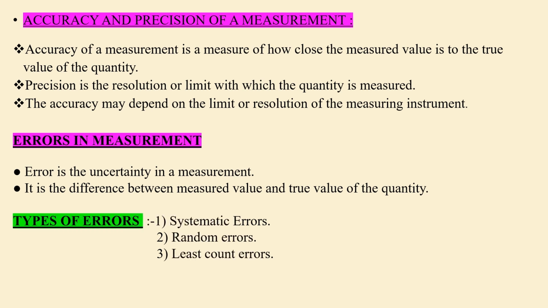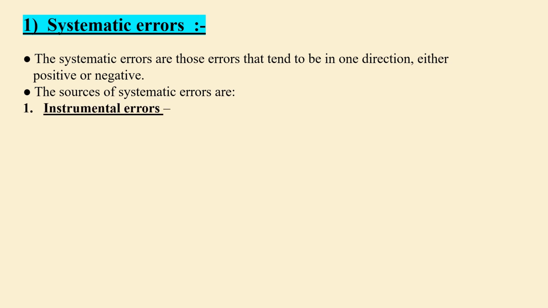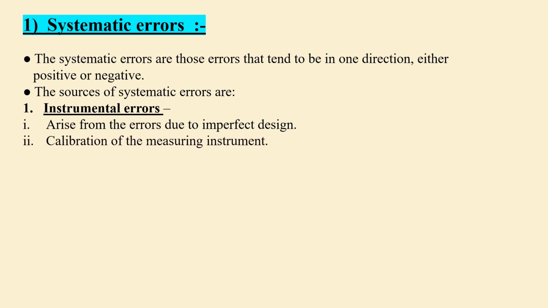Types of errors: 1. Systematic errors. 2. Random errors. 3. Least count errors. Systematic errors. Systematic errors are those errors that tend to be in one direction, either positive or negative. The sources of systematic errors are instrumental errors, which arise from errors due to imperfect design, calibration of the measuring instrument, zero error in the instrument, etc.